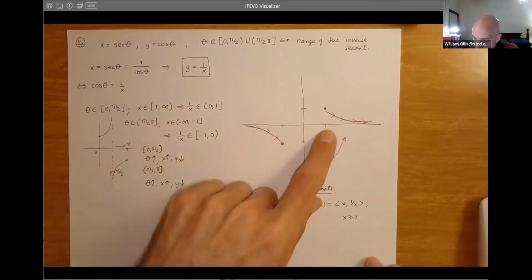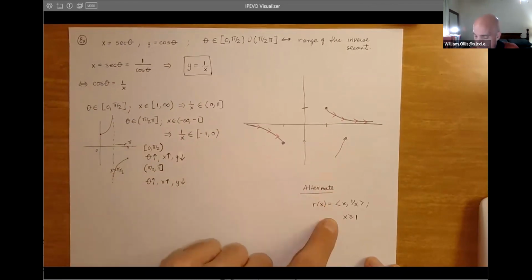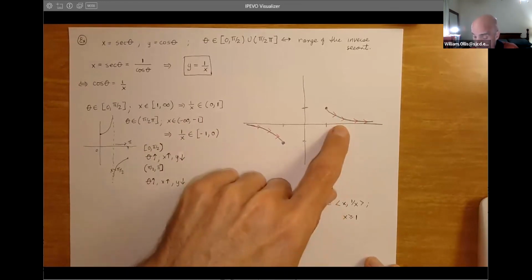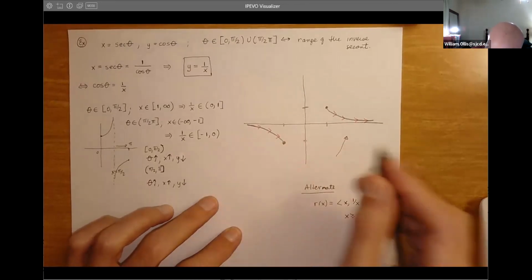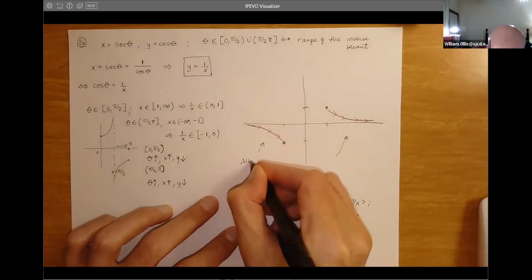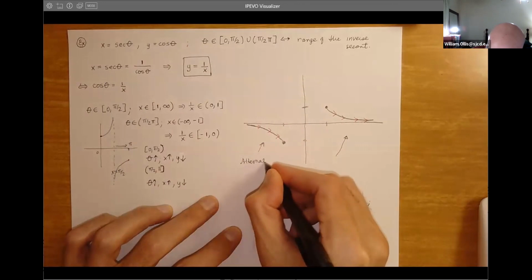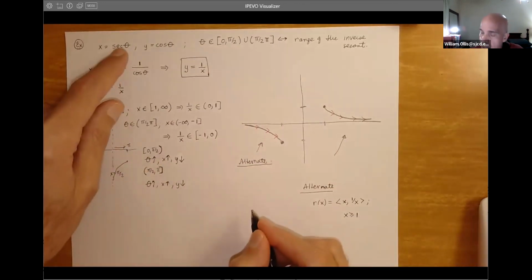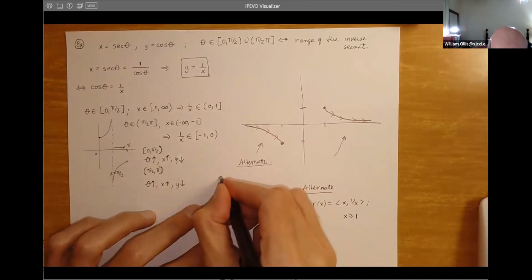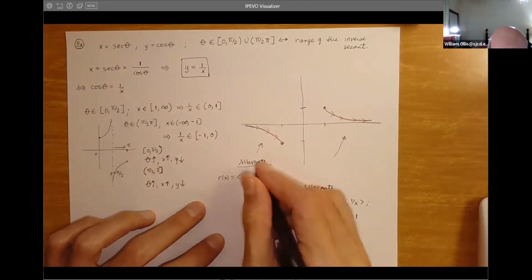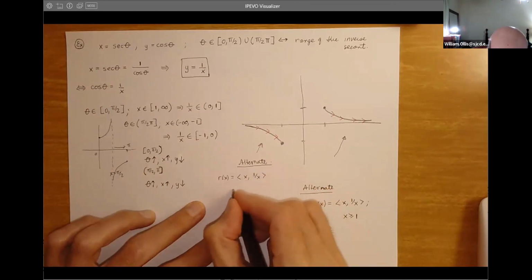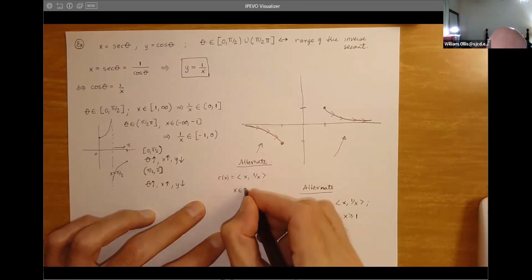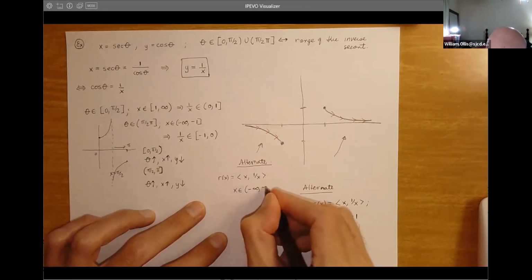But when you look at this, you're thinking, this is an alternate parameterization of this, which is basically parameterizing by the graph, the 1/x. And then when you look at this, you could think of the same thing. You could say, okay, well, here's an alternate here. Now that we've done all this work, we can now work backwards, but obviously we had to start with this. So we could say R(x) equals x, and then 1/x. And then we say our parameter x lives here, negative infinity to negative 1.